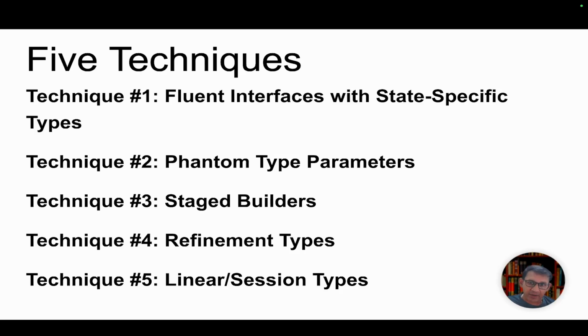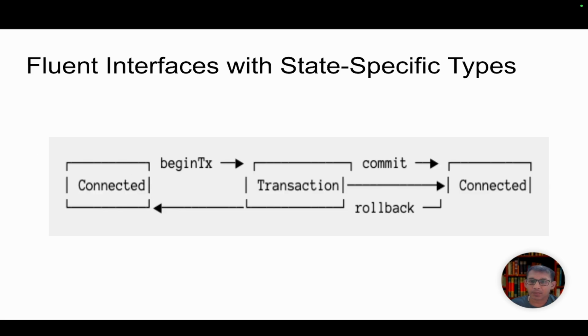I'm going to show you 5 techniques that encode protocols directly into your type system. Each one targets different scenarios, and I'll show you exactly when to use each. Fluent interfaces with state-specific types work perfectly for simple linear protocols with clear state transitions.